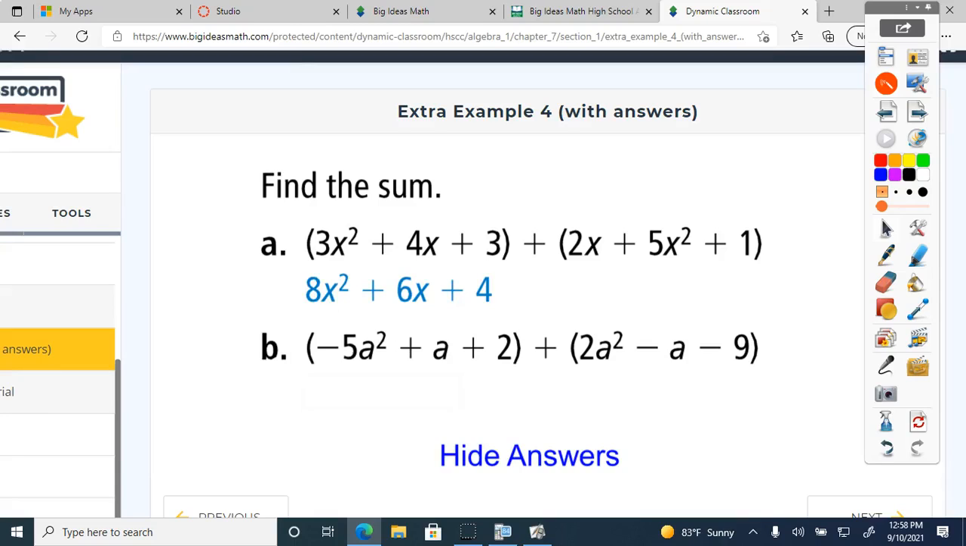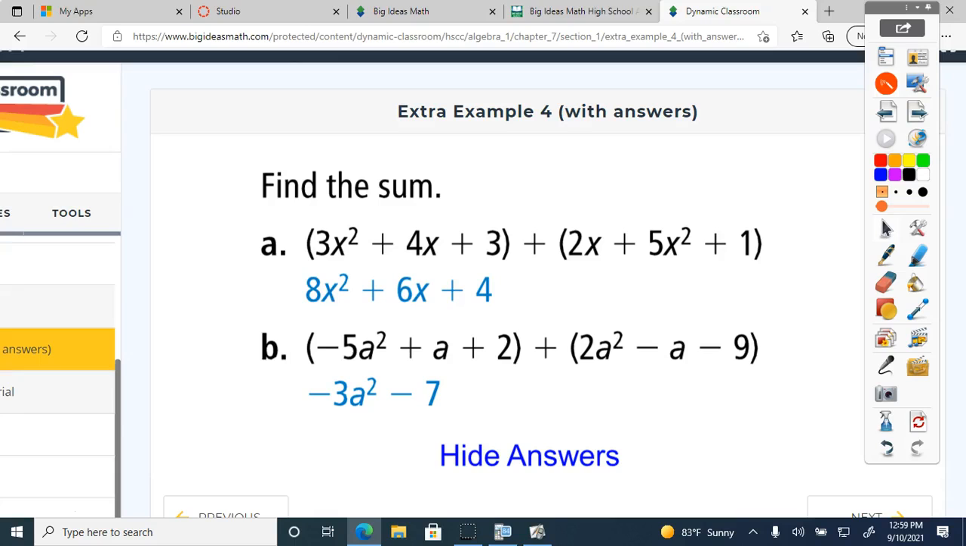Okay. This one. 3x squareds here. 5x squareds there. How many x squared? 8x squared plus 6x plus 4. Everybody with me? Okay. Here, like terms, negative 5a squared and 2a squared make... What do negative 5a squared and 2a squared make? Not 0. Negative 3. Negative 5 plus 2 is negative 3. Okay? A minus A. They cancel. 2 minus 9. So negative 3a squared minus 7. Any questions on that? Everybody good?